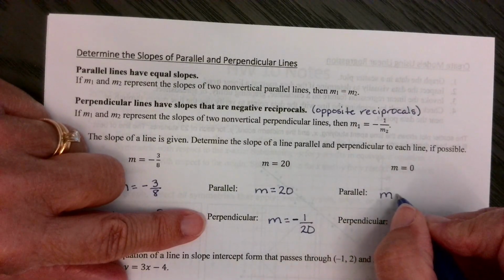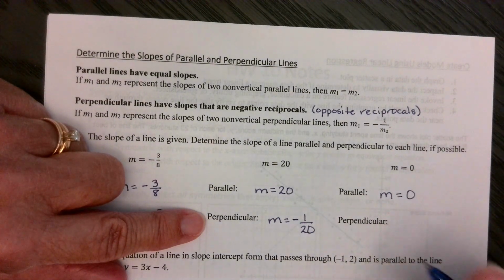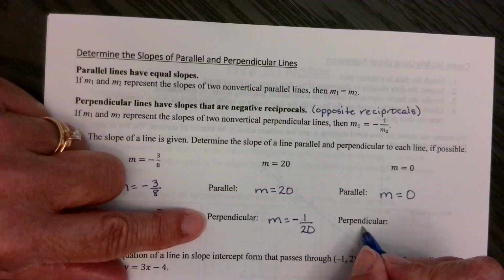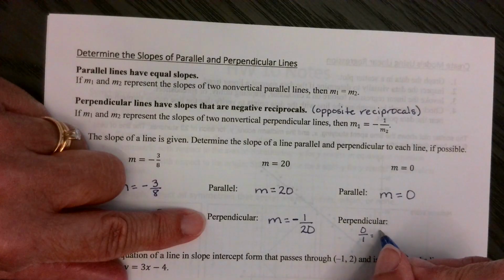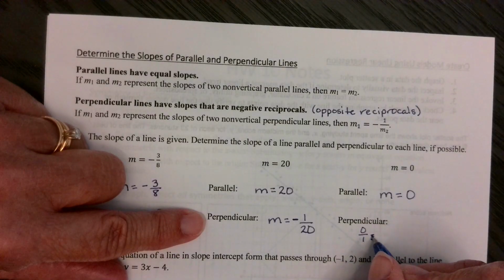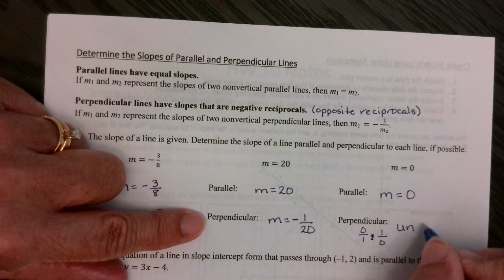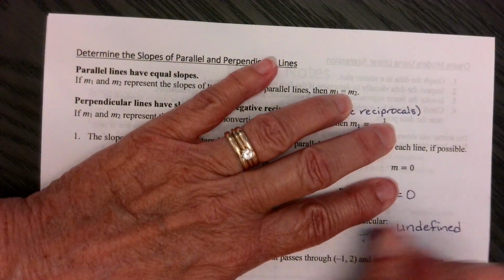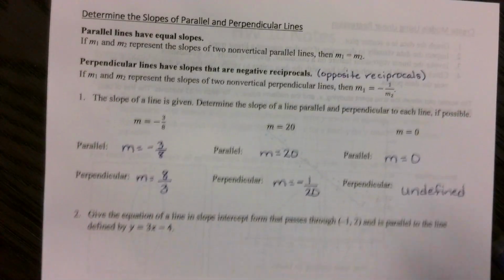Parallel is the same slope, so it's m equals 0. Perpendicular, however, is going to be undefined, because really if you had 0 over 1, when you go to flip it you get 1 over 0. Well, that's undefined. So it has an undefined slope. And again that's because when you flip it you'd end up with 0 underneath, so it's undefined.